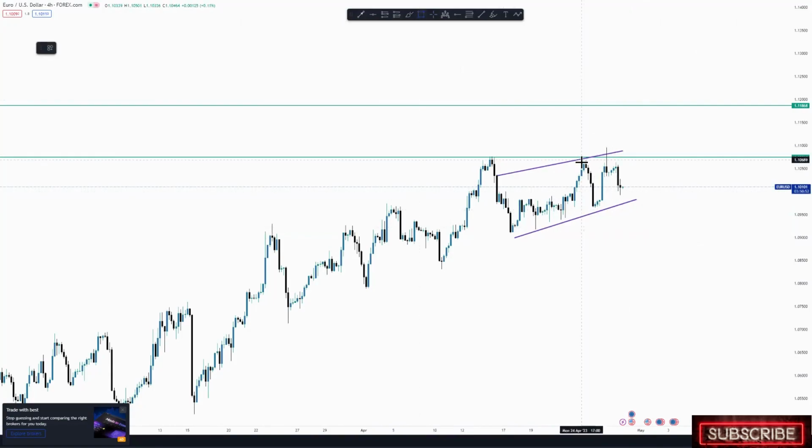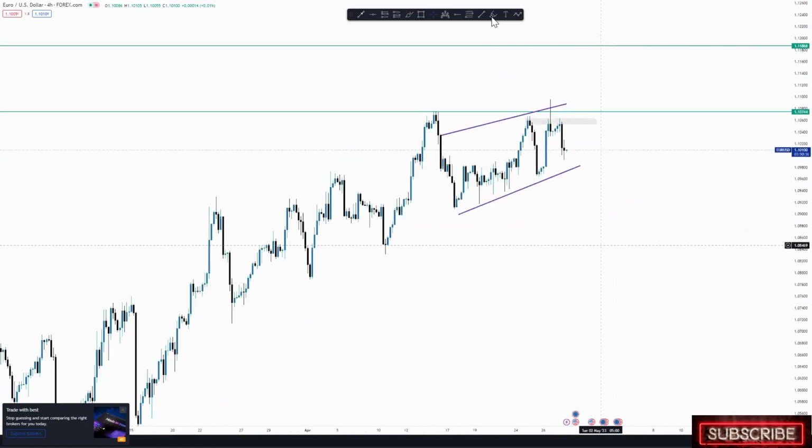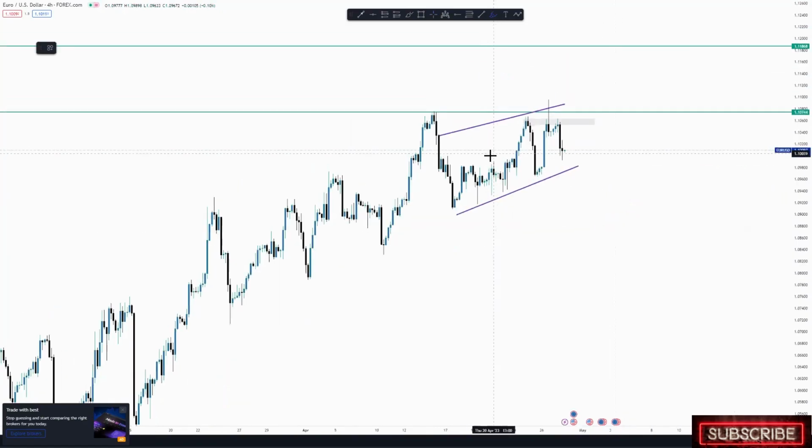Also you can see that we have a minor resistance level over there with a nice pin bar rejecting off of that resistance trend line, and also that horizontal resistance, right? Because again here, what is going on on Euro USD? We can see that we have an impulse move. So we are inside this correction.